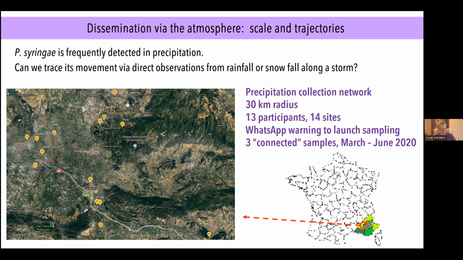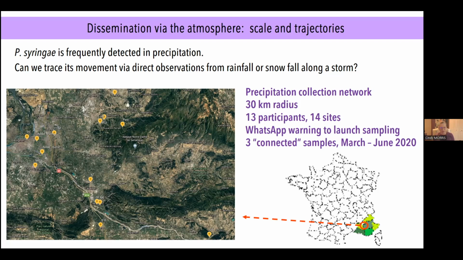tonight you collect rain, or this morning you collect rain. And they had all the materials and the procedure, and they would bring the rain samples in. And then I would do the microbiological analysis, and then we'd look to see with the weather mapping if the samples were connected, if the air masses had moved from one place to another. So I was able to get 3 sets of connected samples, which was not much for a lot of work, but that's how it is.